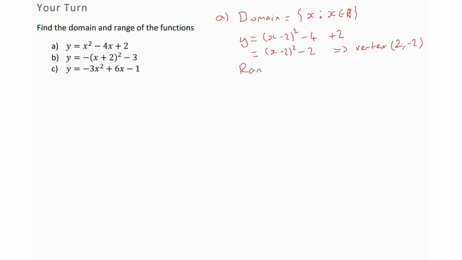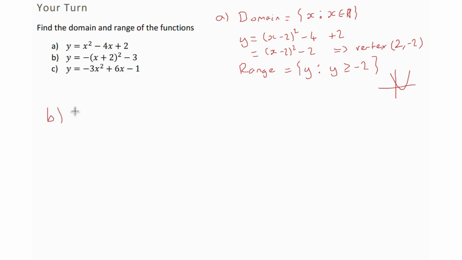So the range is going to be all values of y such that, given this is a positive quadratic, it's all values of y greater than or equal to negative 2, because it's a positive quadratic, so it's going to look like this. That's everything above that.